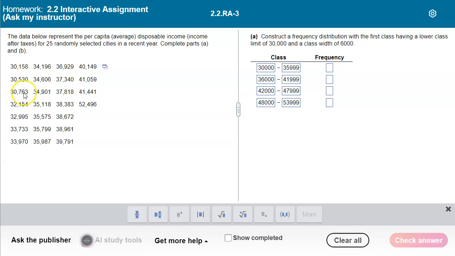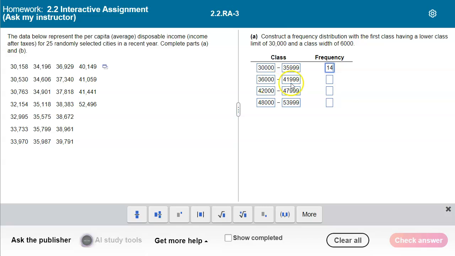So I get 1, 2, 3, 4, 5, 6, 7, 8, 9, 10, 11, 12, 13, 14. The next one is beyond that. So I only have 14 values here that are within that class. So if there's 14 pieces, 14 counts, or frequency, that's how often it occurs, that I have data between 30,000 and 35,999.